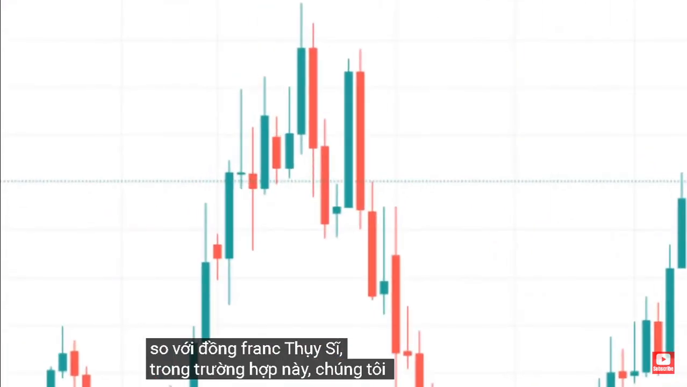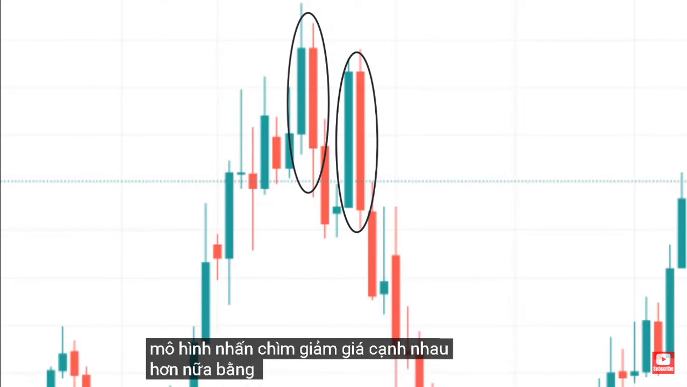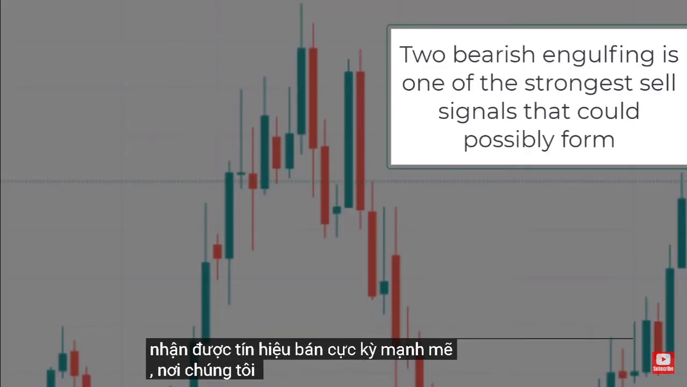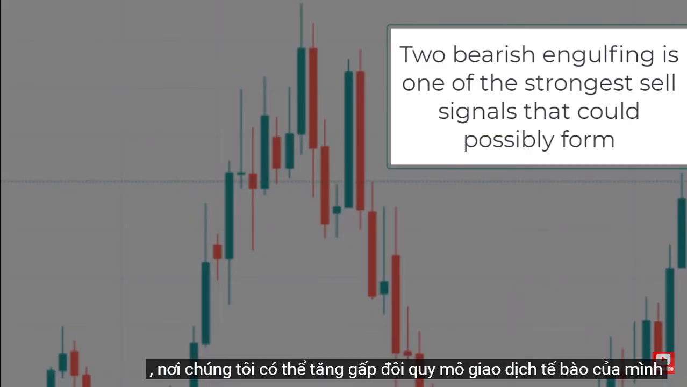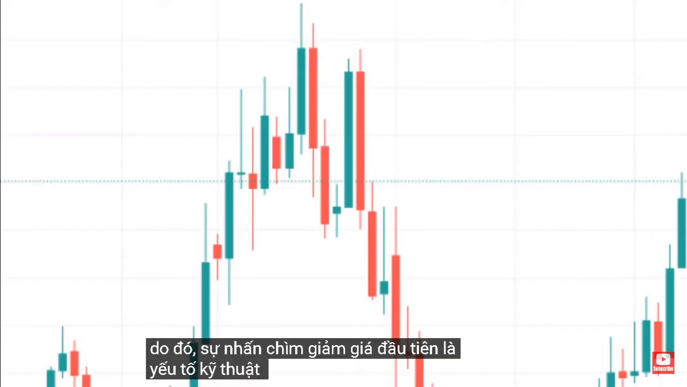Here is an example of the bearish engulfing pattern on the US dollar against the Swiss franc. In this case, we have two bearish engulfing patterns next to each other. Moreover, by adding the two together, we get an incredibly strong sell signal where we can double the size of our sell trade. So, the first bearish engulfing is the supporting technical factor.